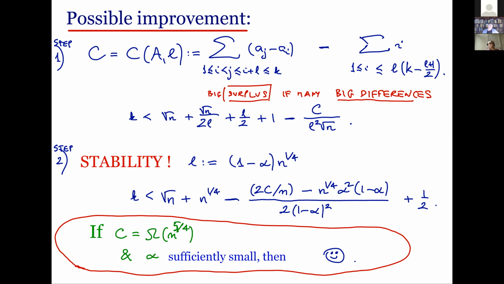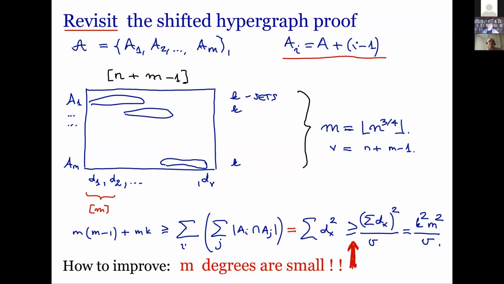Now, what about the other proof by Turán and Rura and others? We have a hypergraph. The same Sidon set A1 shifted m times, where m is something n to the 3/4. Now, it's very clear. Here's this one-line proof, what we already have seen.